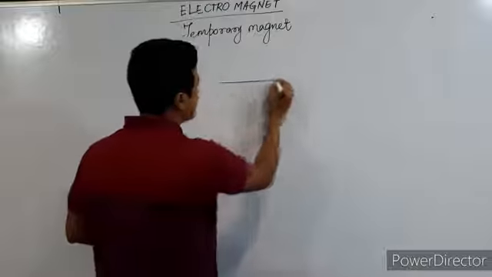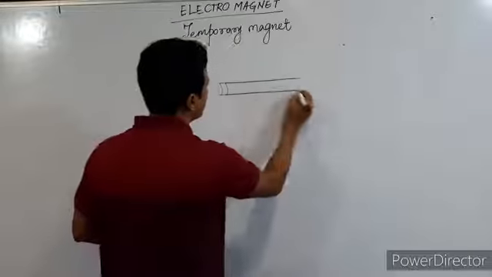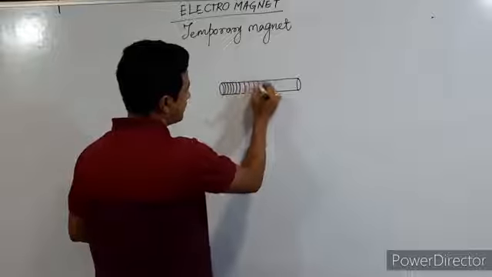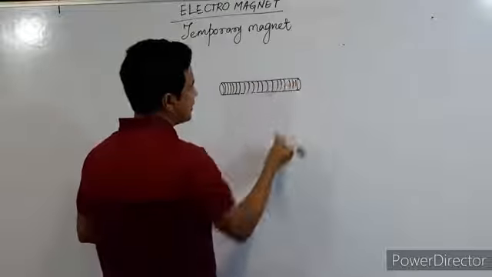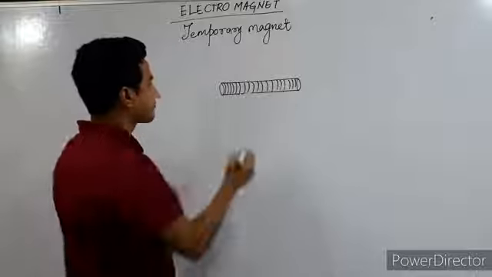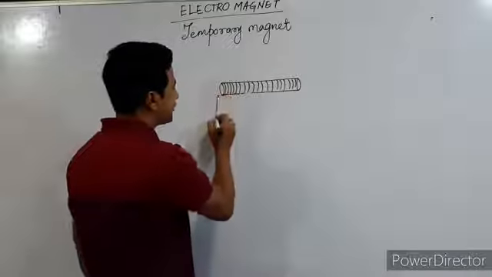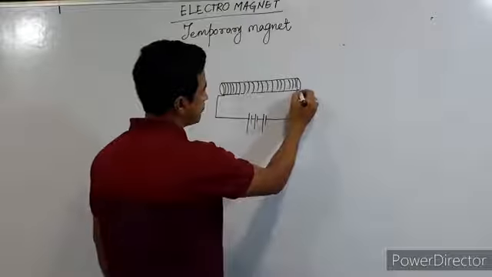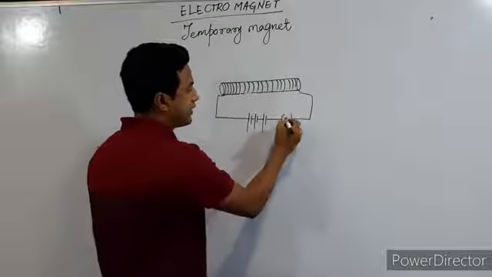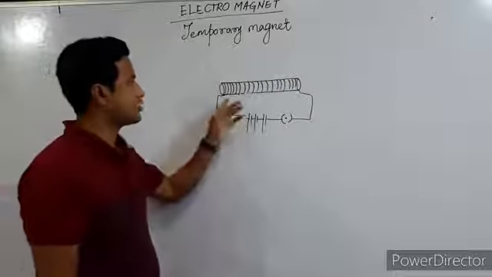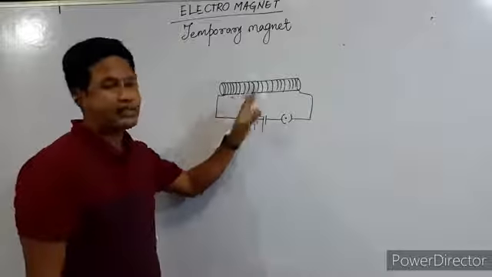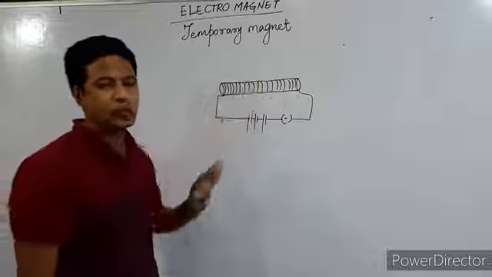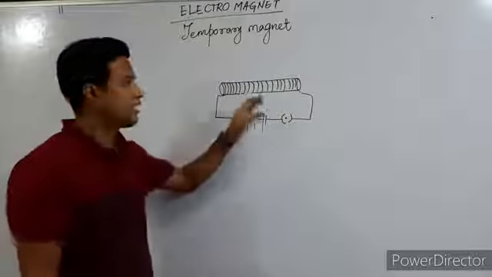Meaning I will take a soft iron core, and over it I will wrap insulated copper wire, and the wires are connected to a battery source. So when the key is on, this soft iron core and the coil will create a magnet-like substance. So this is called an electromagnet. When we bring anything closer to it, what will happen? It will attract that object.